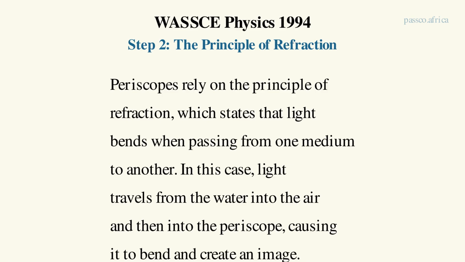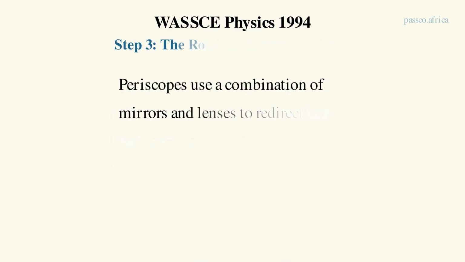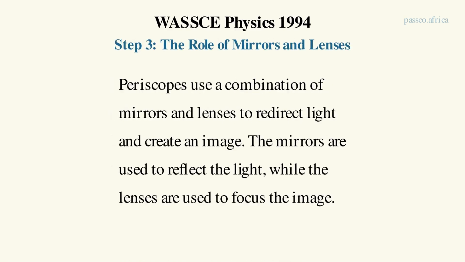Step 3. The role of mirrors and lenses. Periscopes use a combination of mirrors and lenses to redirect light and create an image. The mirrors are used to reflect the light, while the lenses are used to focus the image.